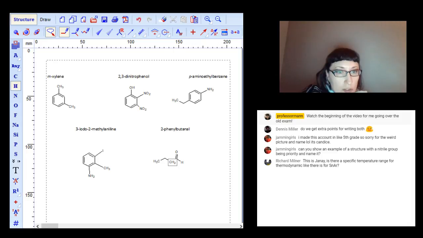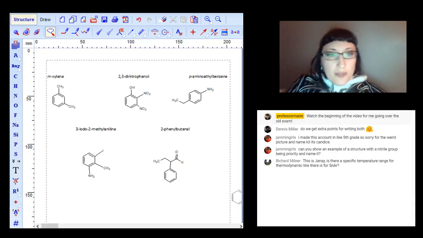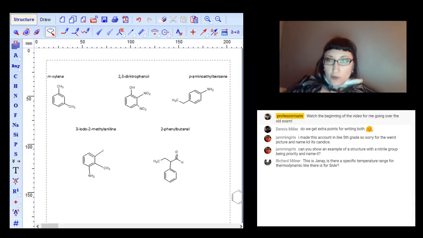So let's see, 1, 2, 3. So a phenyl group would be right on carbon 2, and I just plop a phenyl on there. There we go. So if you had something that looked like that, you had all the nomenclature right for those things.